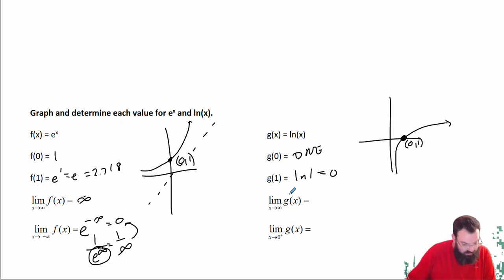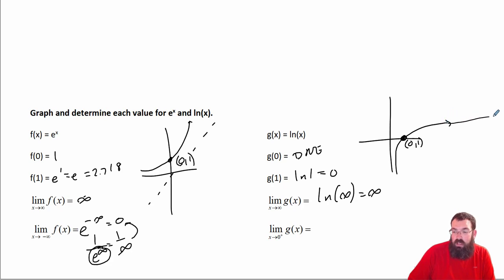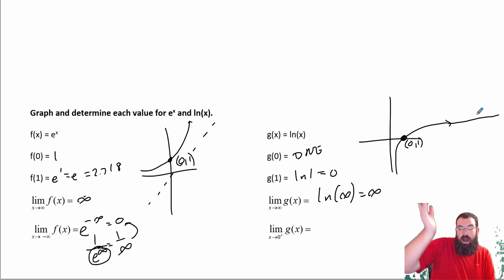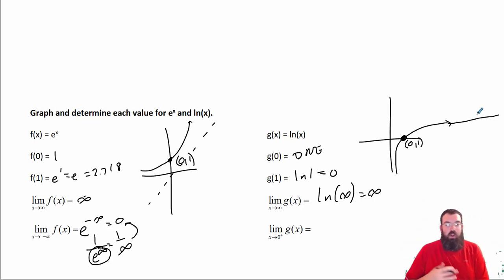The limit of g of x as x approaches infinity is going to be infinity, because it's the ln of infinity, which is equal to infinity. This arrow goes on forever. It will eventually reach the highest point, infinity, on the y side, but it's going to take very long to get there, whereas e grows substantially faster. The ln grows really slowly, but it will eventually get there.